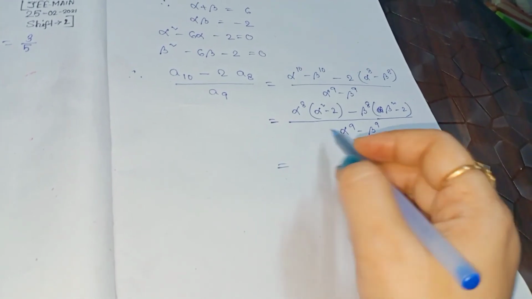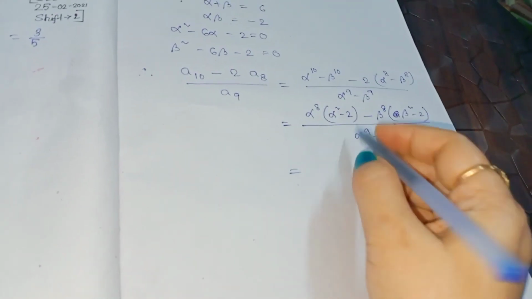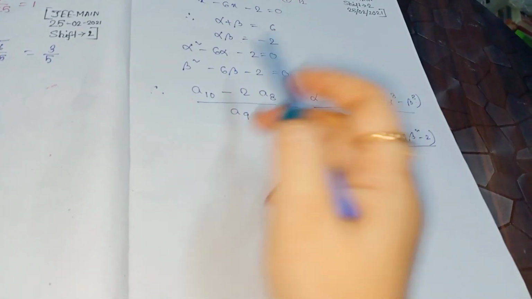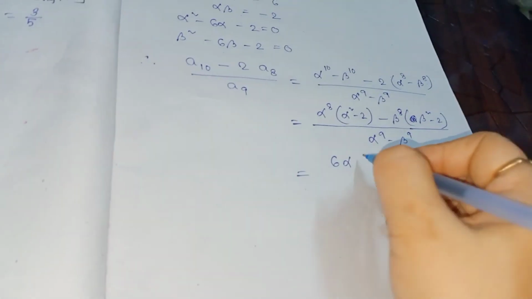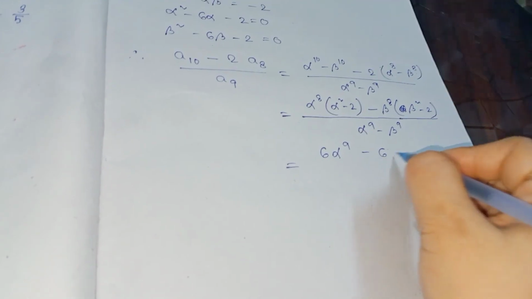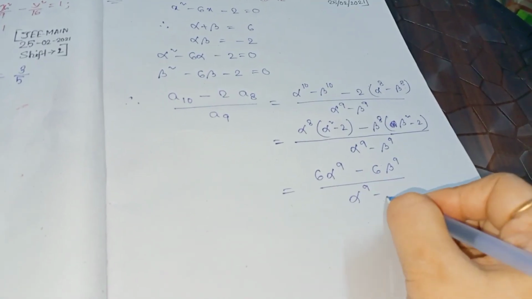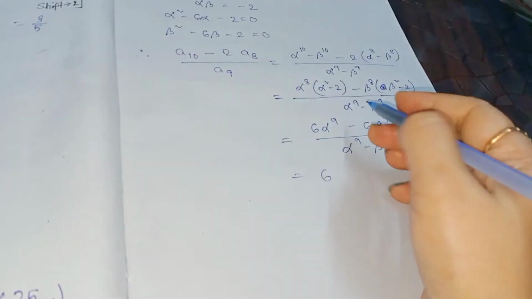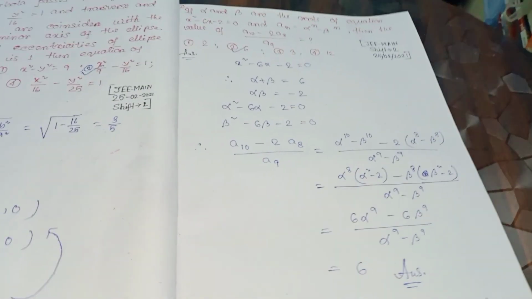So alpha square minus 2 is equal to 6 alpha, and beta square minus 2 is equal to 6 beta. So here we get 6 of alpha to the power 9 minus 6 of beta to the power 9, divided by alpha to the power 9 minus beta to the power 9. So after calculating, it is 6, and we reached our required answer, and our option is option 2. So option 2 is our correct choice.